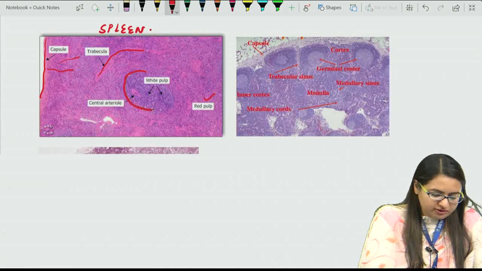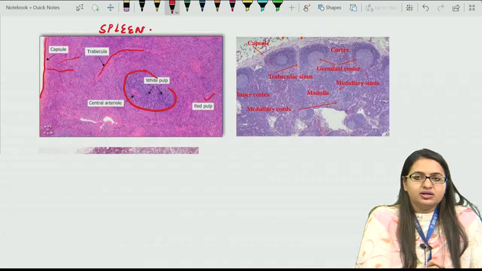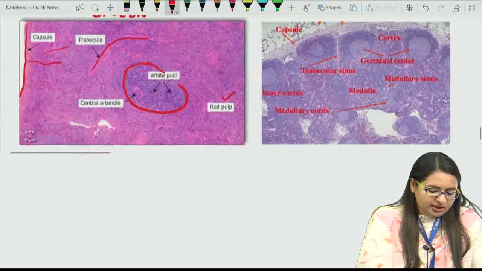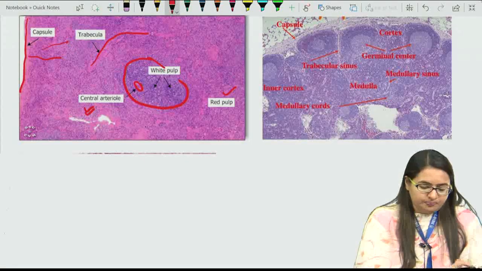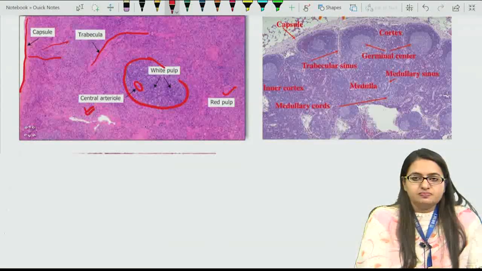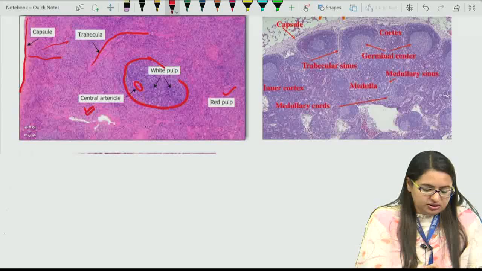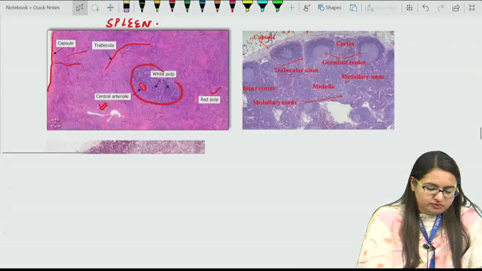Now the portion where the lymphoid aggregate is there is termed the white pulp. The characteristic feature of this white pulp is that the lymphoid aggregate is around the central arteriole. It is also termed PALS, that is the periarteriolar lymphatic sheath. So this is a characteristic picture of the spleen.